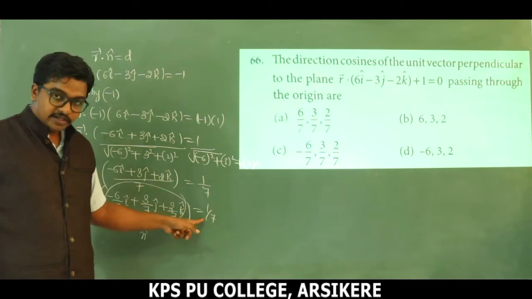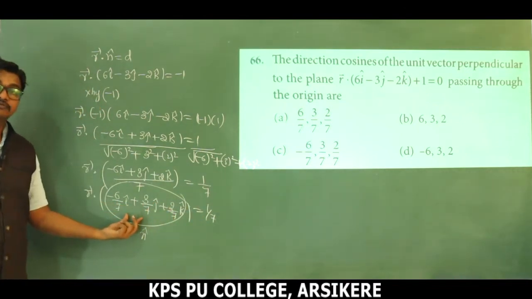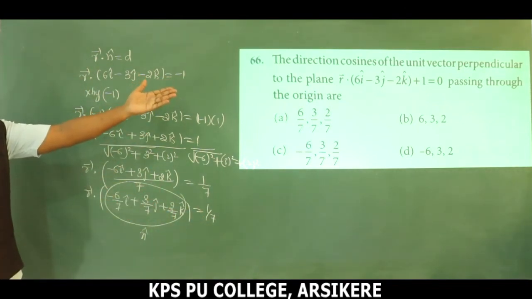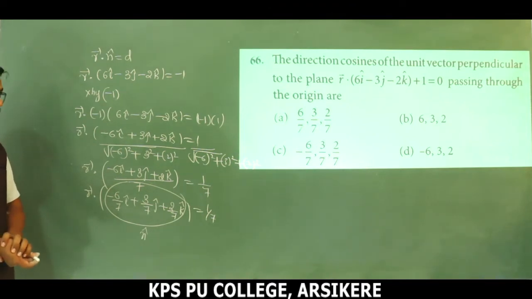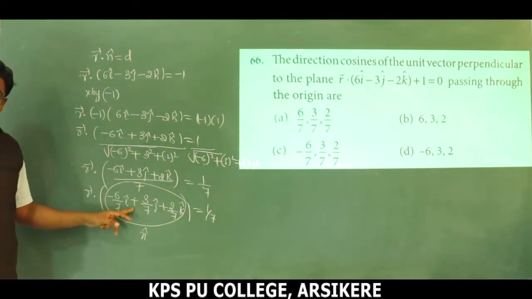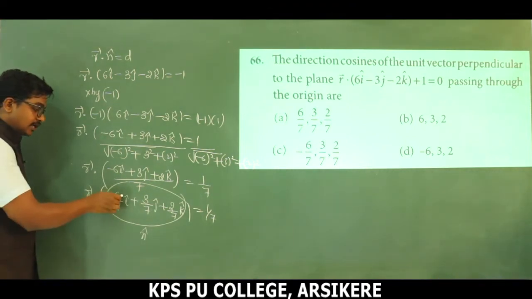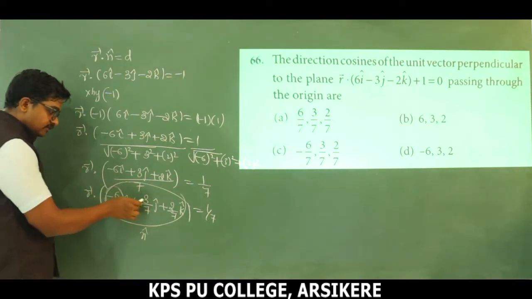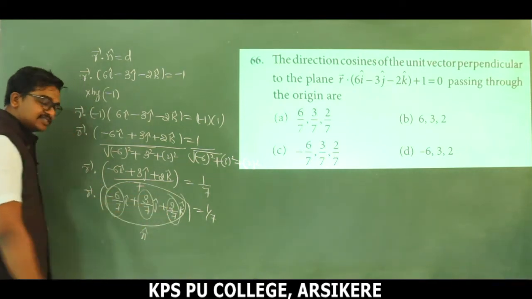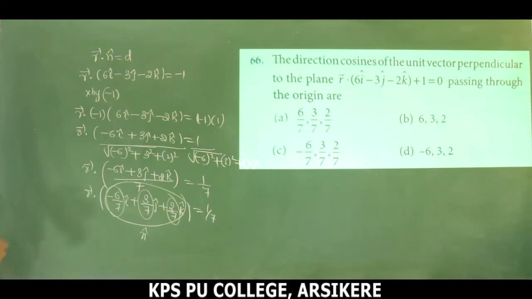The direction ratios of the unit vector perpendicular to the plane are the scalar components of this vector: -6/7, 3/7 and 2/7. Understood, children? -6/7, 3/7 and 2/7. Option C is our right answer. Take a pause and note it down.